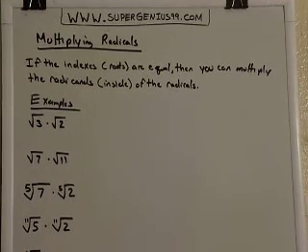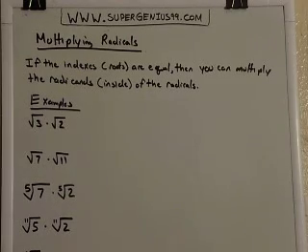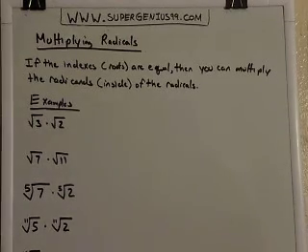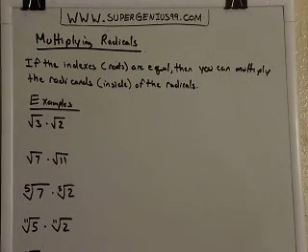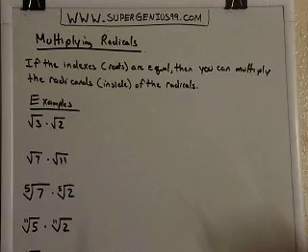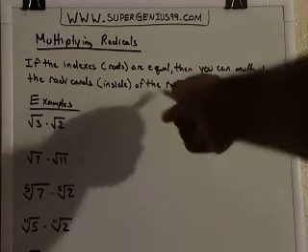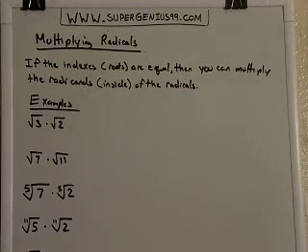So let's talk about multiplying radicals. In order to multiply radicals, you have to have two things. Your indexes have to be equal. And if your indexes are equal, then all you have to do is multiply the radicands, which is basically the inside of the radicals. So let's look at some examples.